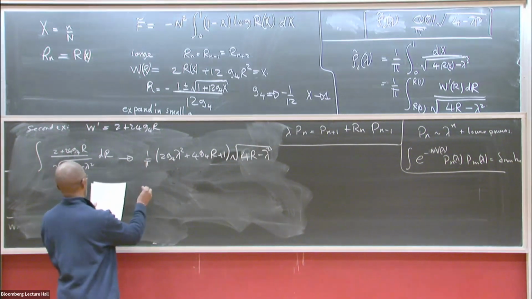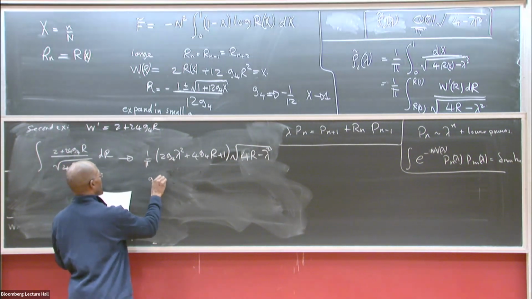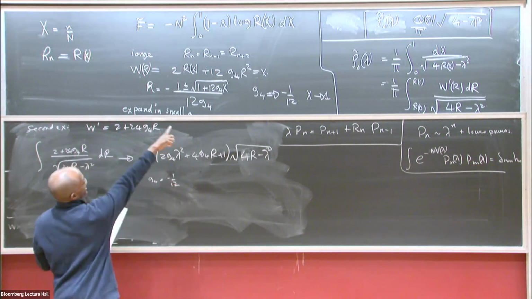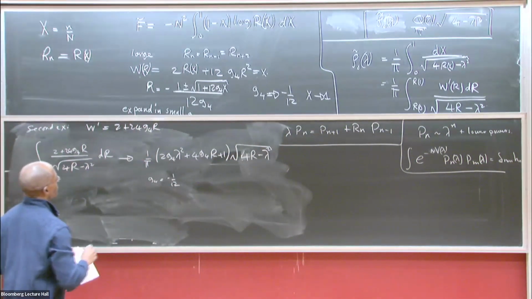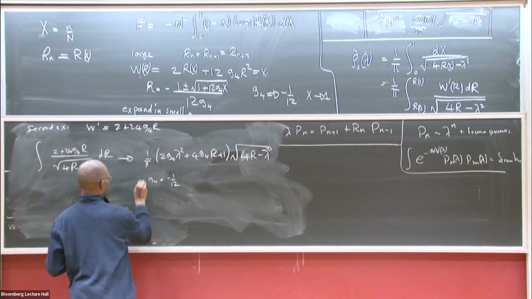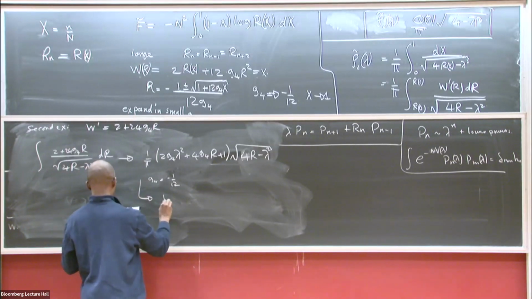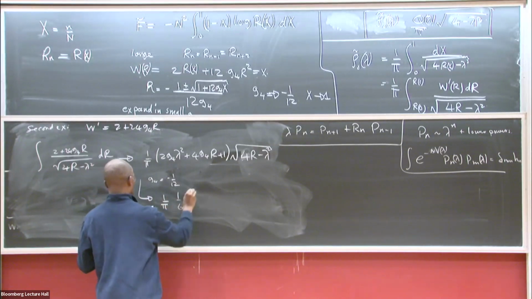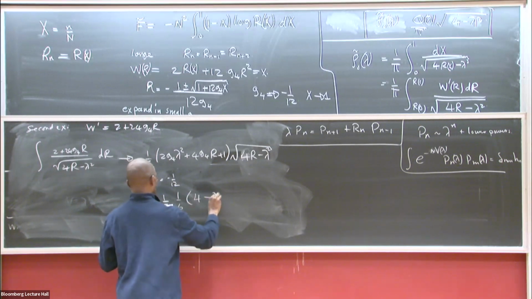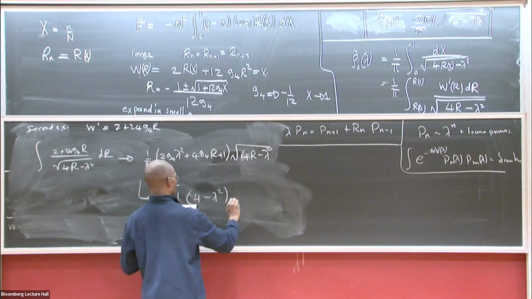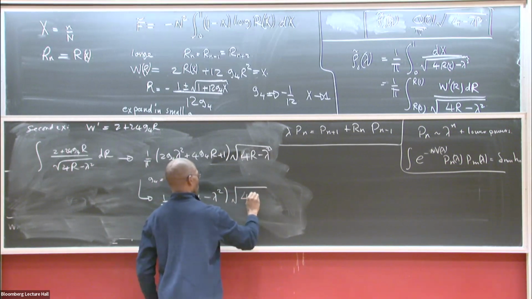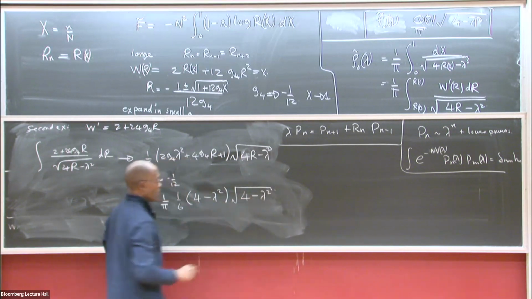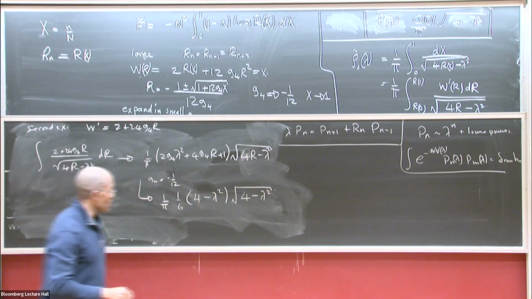Let's just go ahead and do it. If you stick G4 equals minus 1 over 12, which is the interesting point there, you'll see something interesting happen. This will become 1 over pi, 1 over 6, 4 minus lambda squared. You can pretty much eyeball it. 4 minus lambda squared, 4 minus lambda squared. So what's happened? Something interesting has happened.